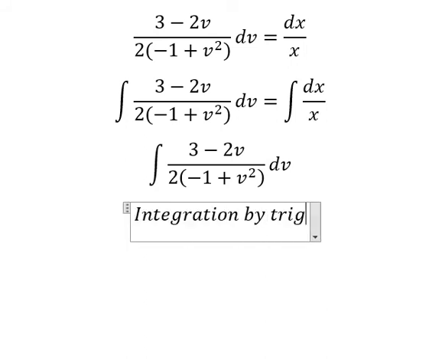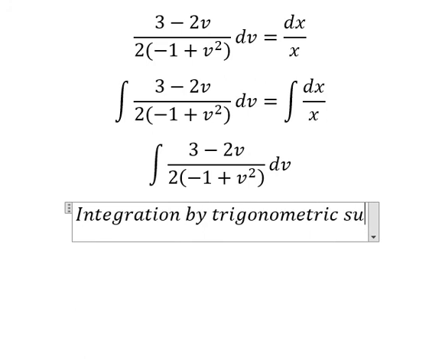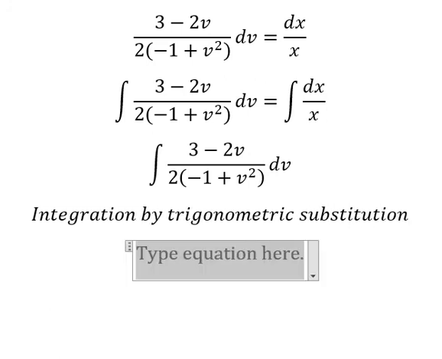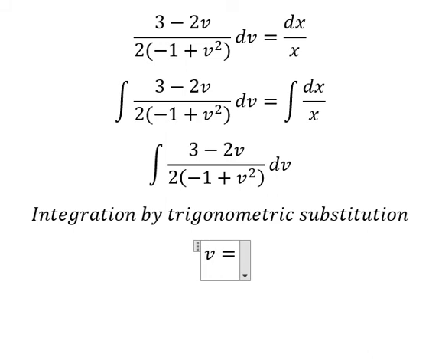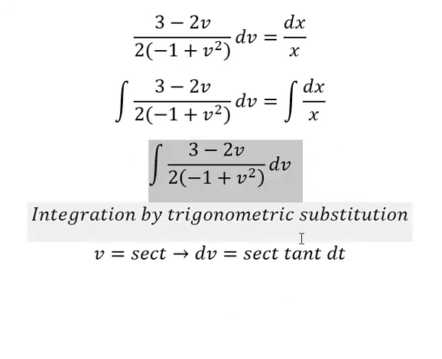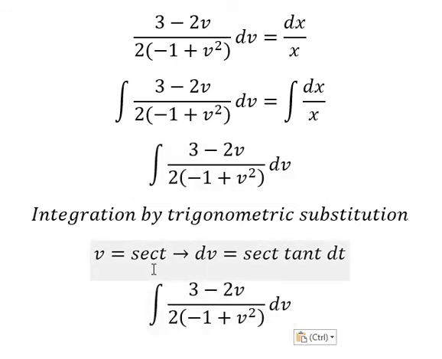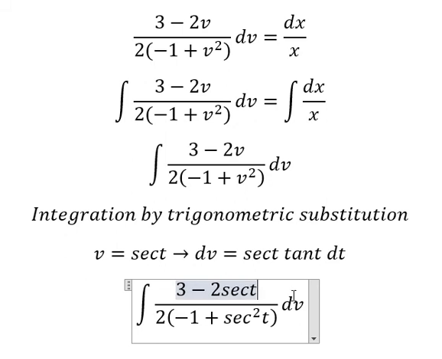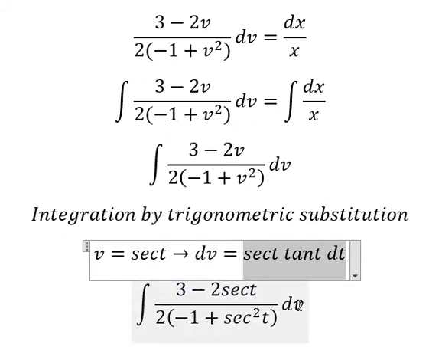by trigonometric substitution. So I will put v equals secant of t. So if we take the derivative of both sides, we have dv equals secant of t tan t dt. So we put this one in here. dv we change for this one.